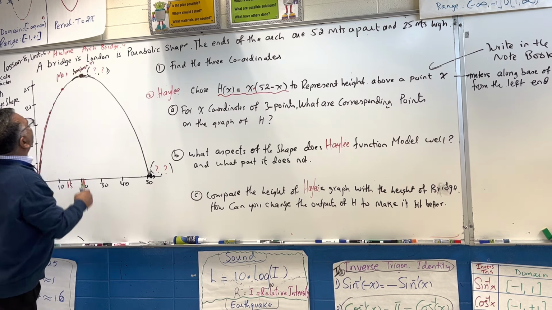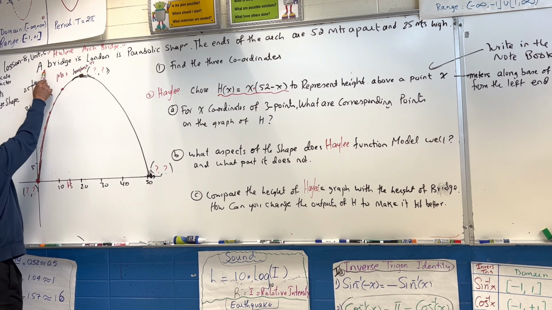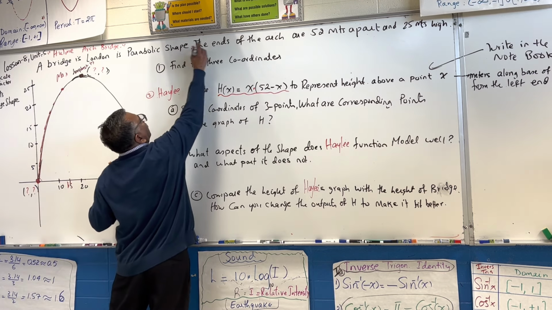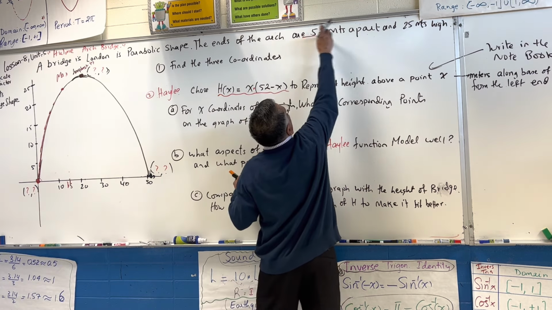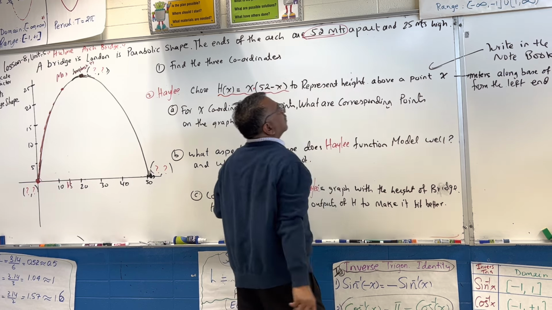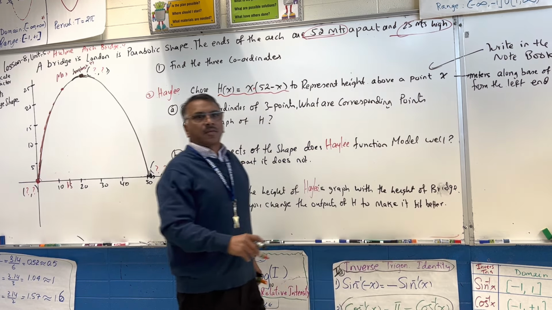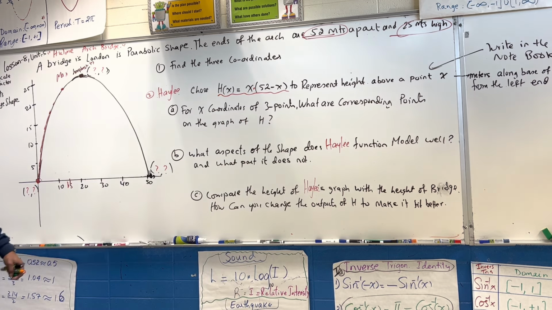Tatiana, can you read this quickly? A bridge in London is a parabolic shape. The ends of each arch are 52 meters apart and 52 meters high. So he already gave you the answer also, right? Can you tell me what should be this coordinate?